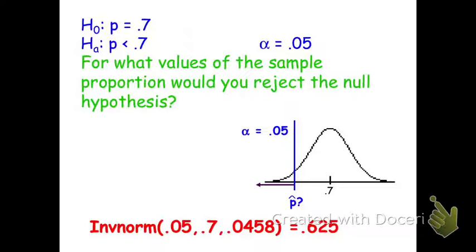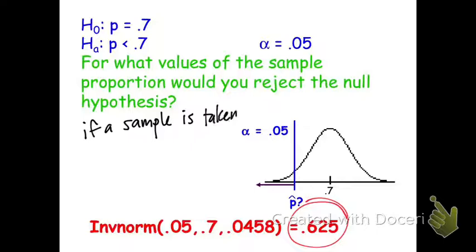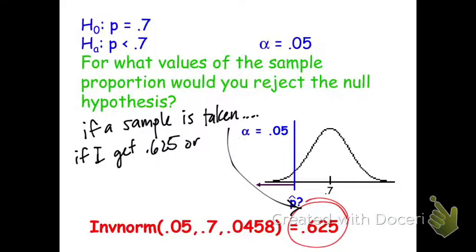You get 0.625. So what this number represents is, if a sample is taken and I get 0.625 or less, then I will reject.